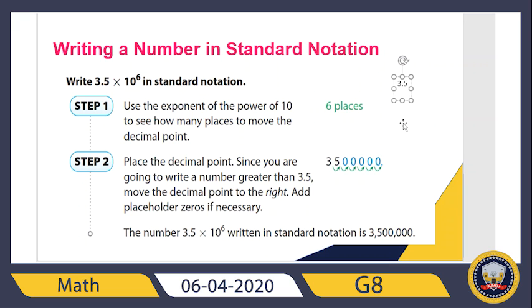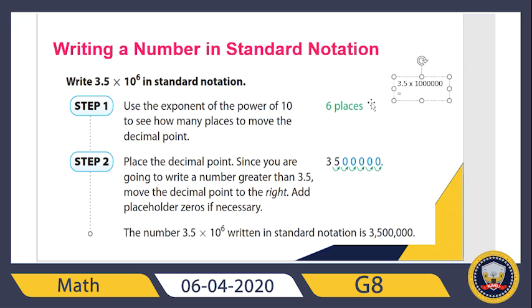It is as if I'm saying 3.5 times 1 followed by how many zeros? 6 zeros: 1, 2, 3, 4, 5, 6. So the answer will be: I will just move this decimal point 6 steps outside.